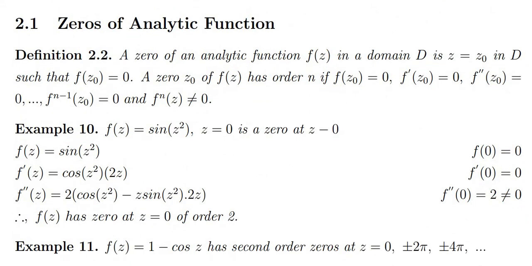Next, we will look at zeros of analytic functions. A zero of an analytic function f of z is a point z equal to z0 such that f of z0 equal to 0. A zero has order n if f of z0 equal to 0, f dash of z0 equal to 0, and so on until the (n minus 1)th derivative of f at z0 equal to 0, but the nth derivative of f at z0 is not equal to 0.